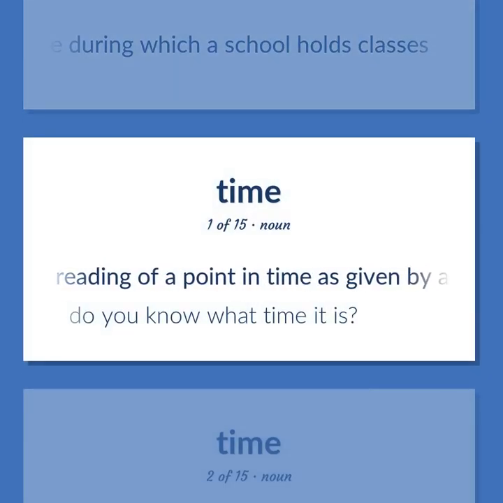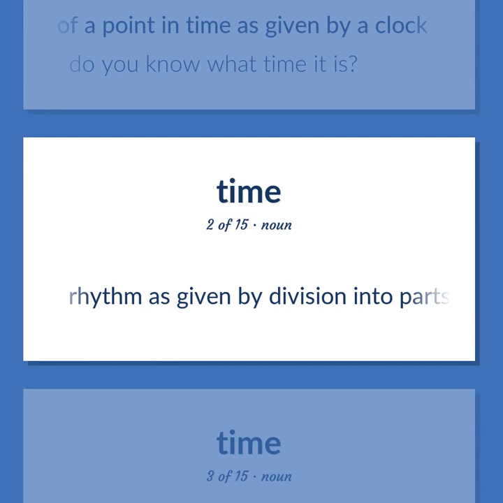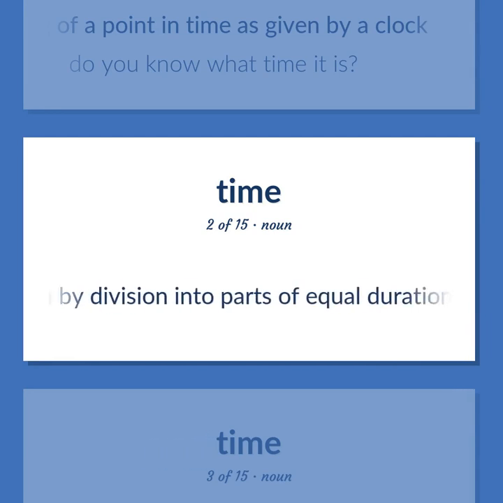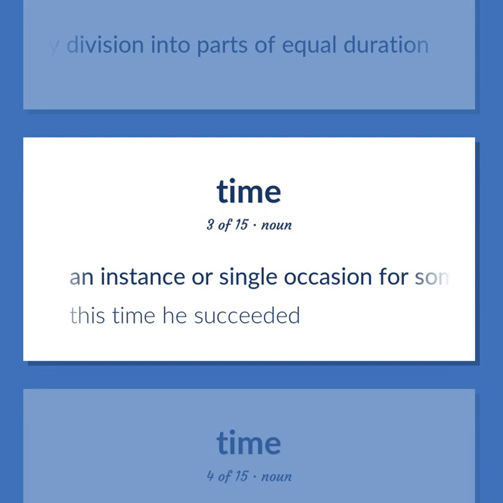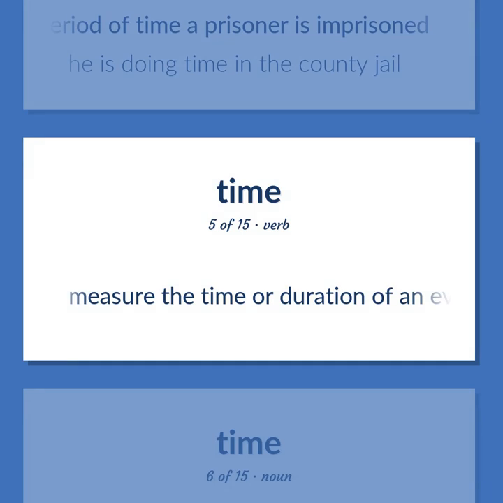A reading of a point in time is given by a clock. Do you know what time it is? Rhythm is given by division into parts of equal duration. An instance or single occasion for some event. This time he succeeded. The period of time a prisoner is imprisoned. He is doing time in the county jail. Measure the time or duration of an event or action or the person who performs an action in a certain period of time.